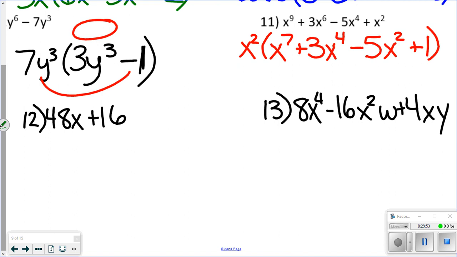16 is the smaller of the 2 numbers, so that's where I started, and it works because 48 divided by 16 is 3. Leave the x. 16 divided by 16 is 1.